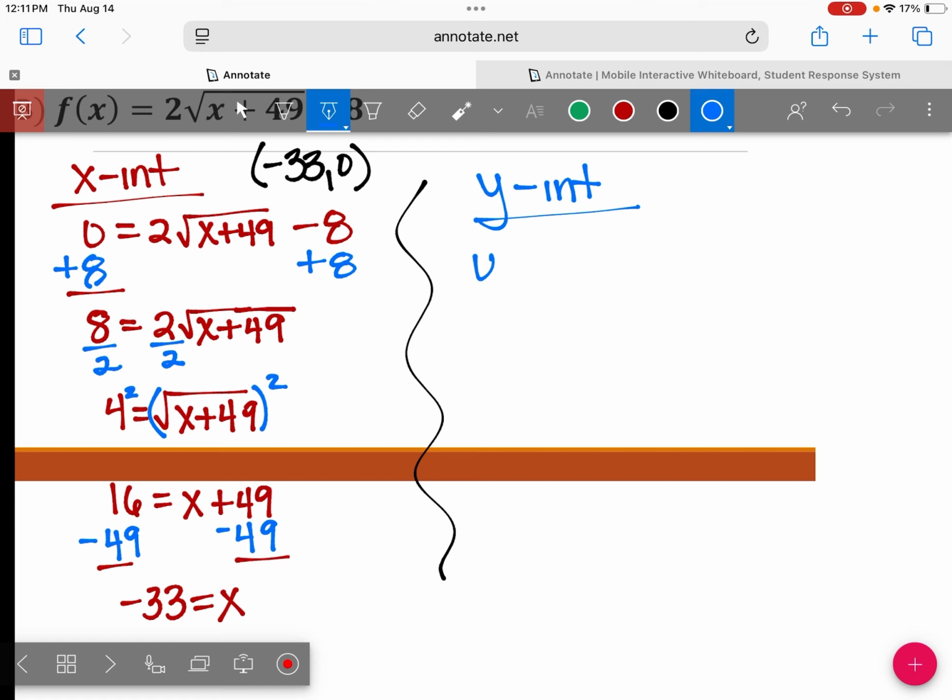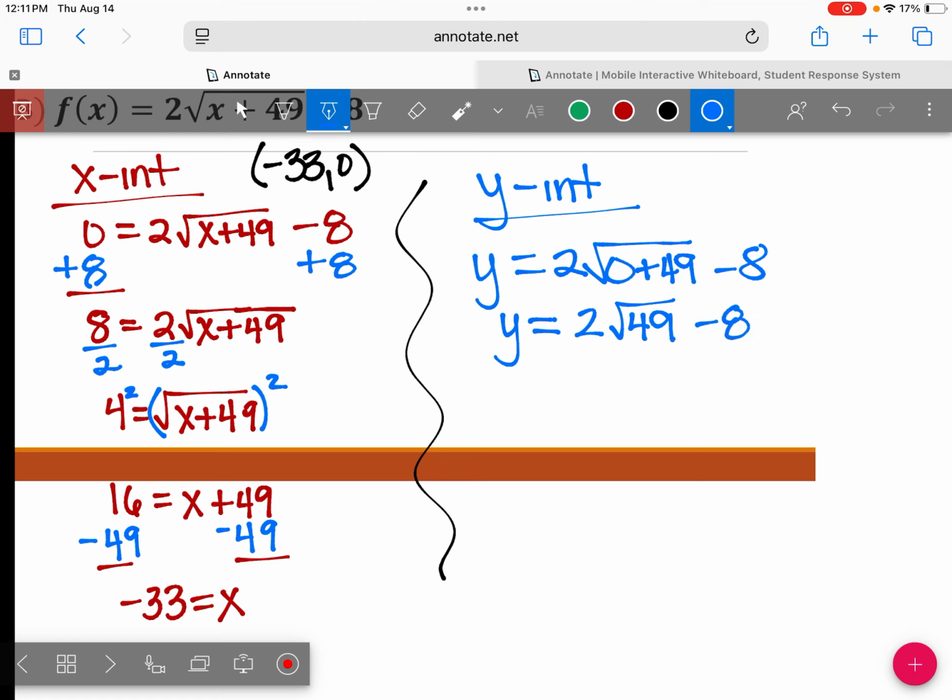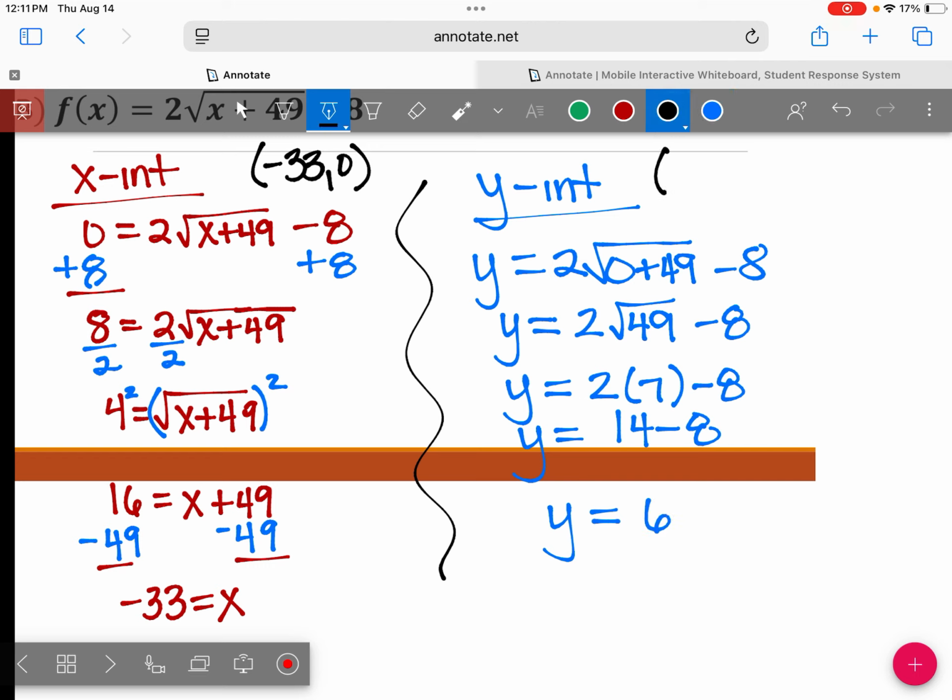So we have y equals 2 times the square root of 0 plus 49 minus 8. So I'm going to start off by adding 0 plus 49. And then what is the square root of 49? 7. And then 2 times 7 is 14. And 14 minus 8 is 6. So I'm looking for 0, 6.